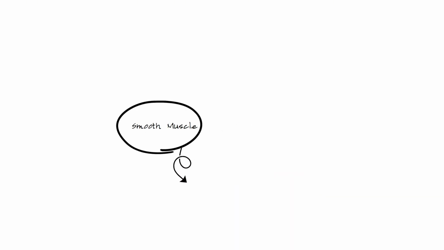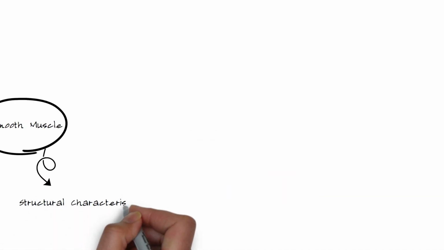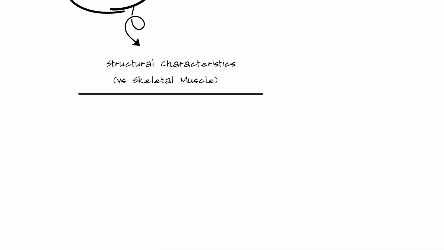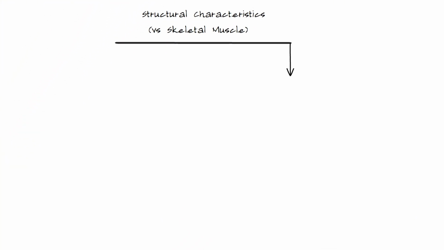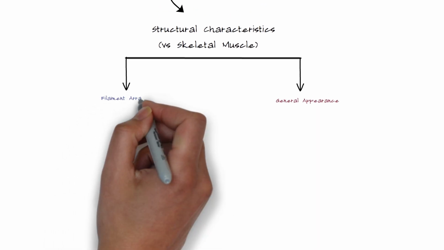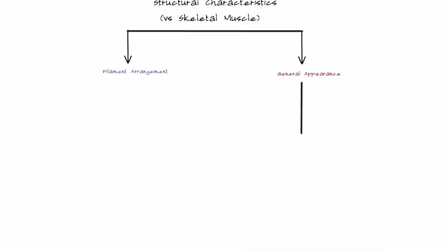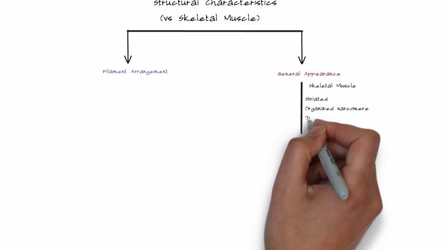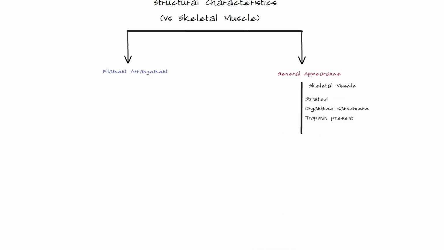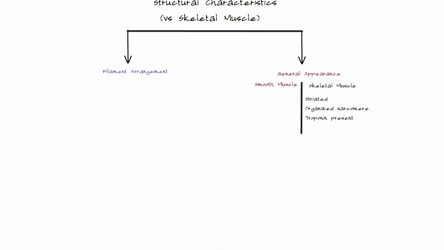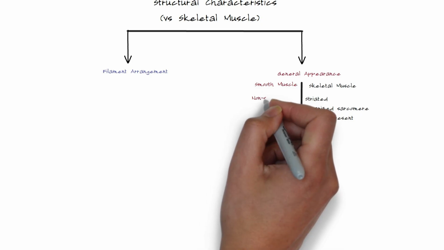And now let's talk about the structural difference between the smooth muscle and the skeletal muscle. First, regarding the general appearance, while the smooth muscle is non-striated, the skeletal muscle is striated. In the smooth muscle, there is no organized sarcomere, while in the skeletal muscle there is an organized sarcomere. There is no troponin in the smooth muscle, but in the skeletal muscle, troponin exists.